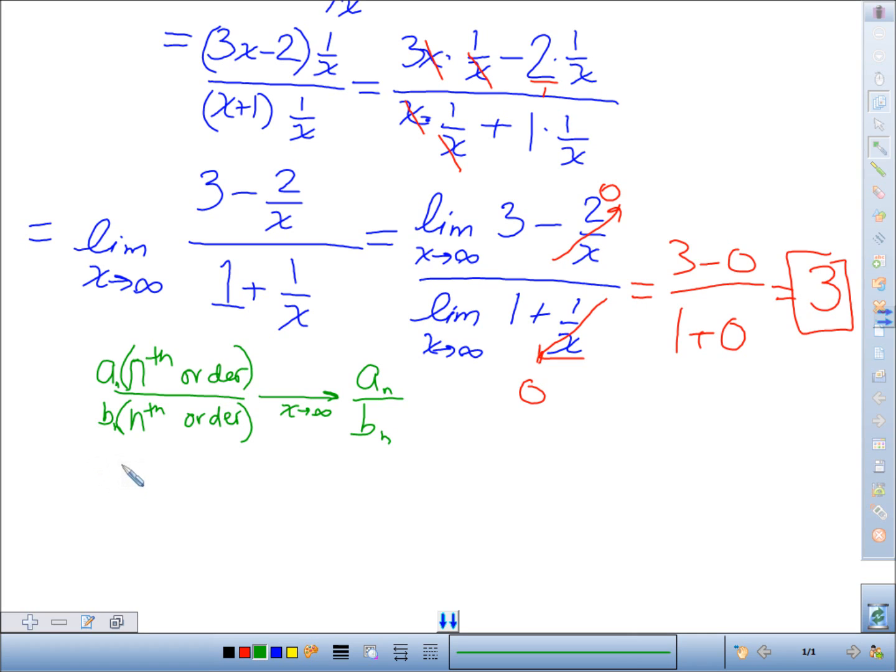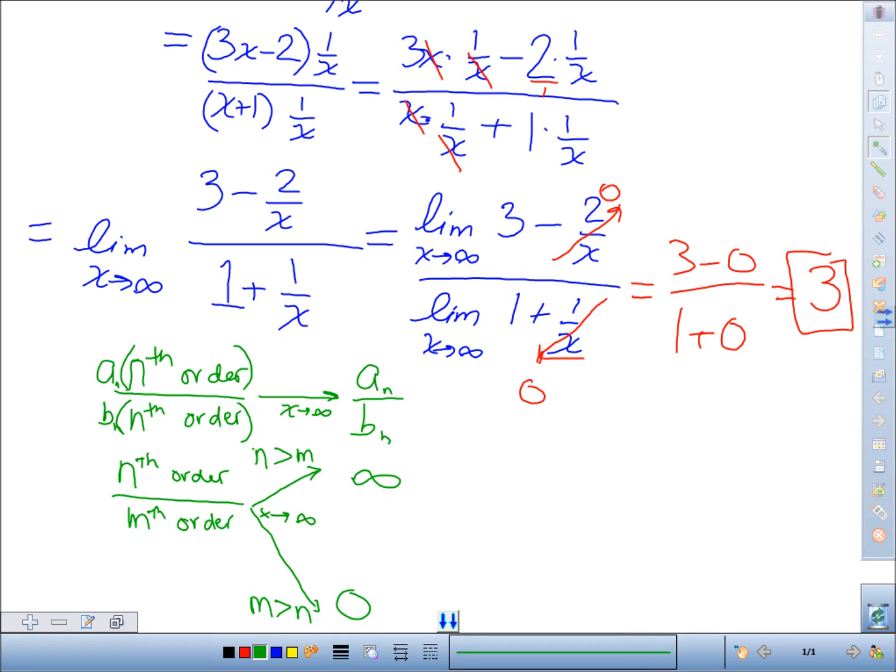If you have some kind of nth order over nth order, so now they're different, okay? If the numerator order is bigger, then we're going to go to infinity. If the denominator order is bigger, then we're going to go to 0. Okay?